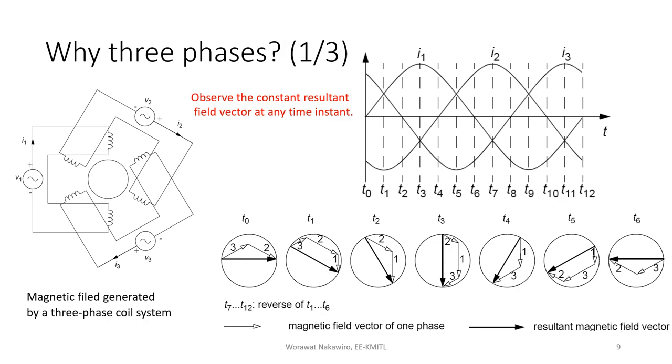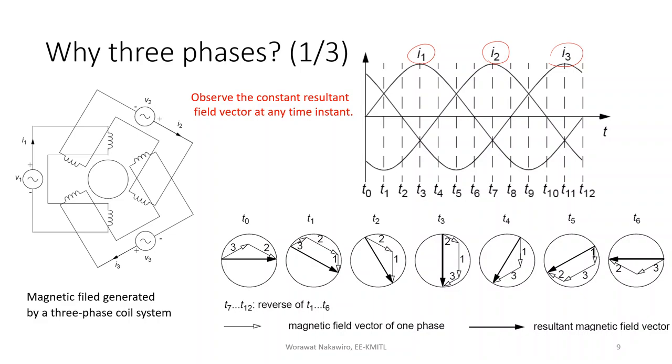So why do we use three-phase? This is something you have already learned from electric machines. We have the stator, three stator windings, and we have the rotor. If you plot the magnetic field generated by the three-phase coils in the system, now you can see in the picture here that we have the currents I1, I2, and I3 flowing in the stator coils like this.